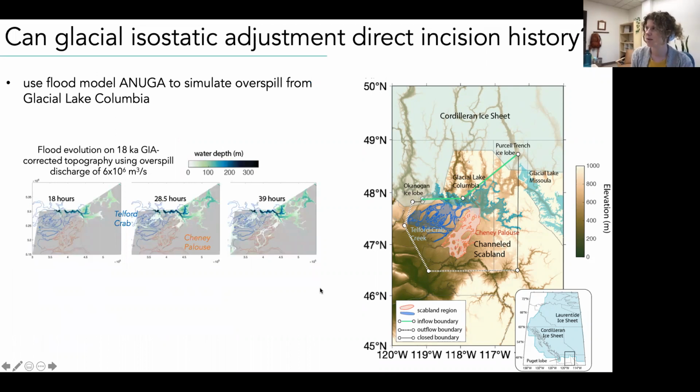So here's an example of what the simulation looks like. This is the predicted water depth over the course of one of these simulations. This is on topography at 18,000 years ago. And so you can see that over these 39 hours, these channels are flooding. And on the right here, I'm showing the boundaries that are used in the flooding simulation. So the green lines are the inlet. So water is flowing through there, and that's kind of simulating what glacial Lake Columbia overspill would have been like.